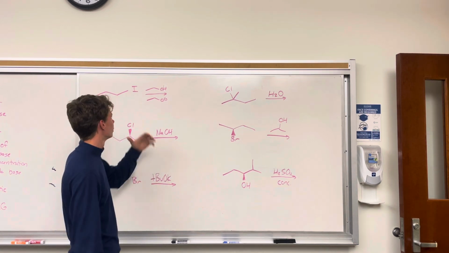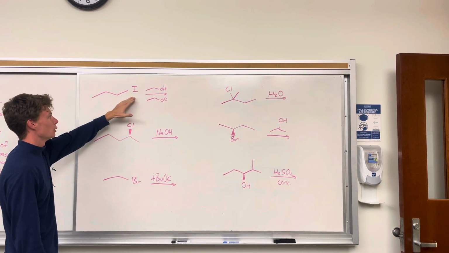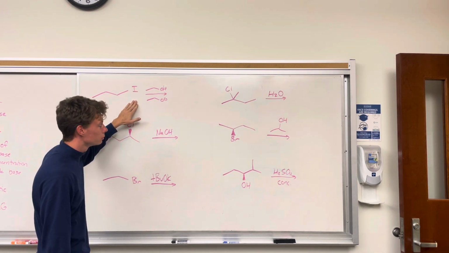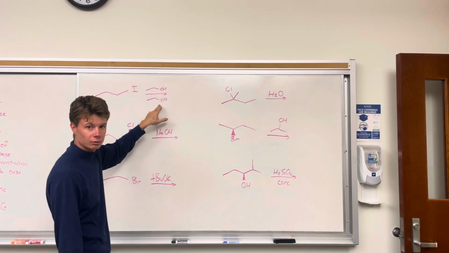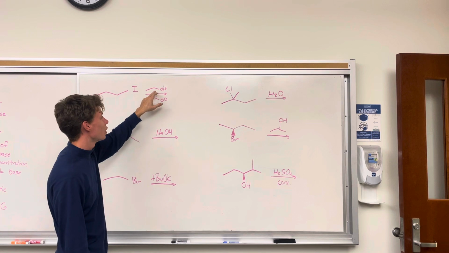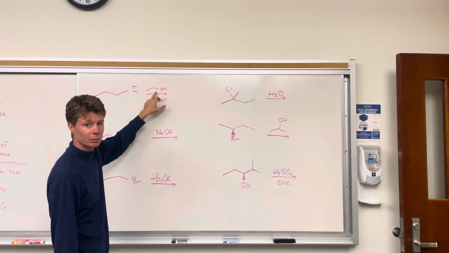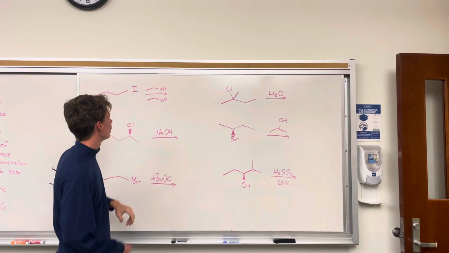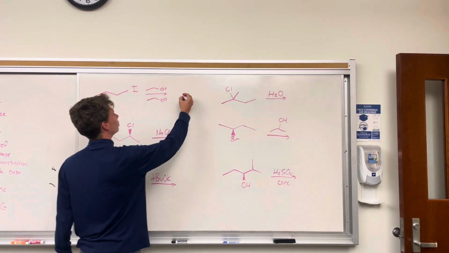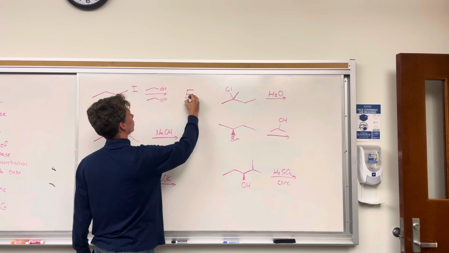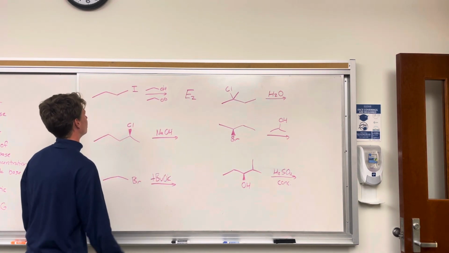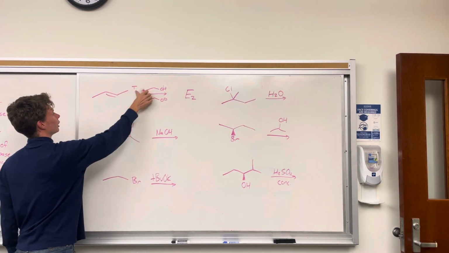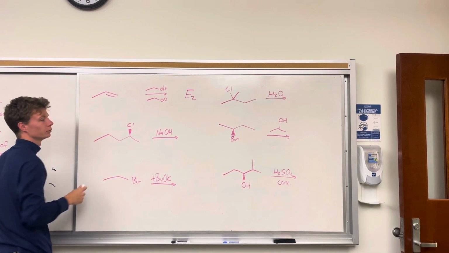All right, so I do have a good leaving group, that makes me think E2. I have a strong base, that makes me think E2. And I know that this isn't really going to interfere with it much, okay? So I can say that this is likely E2. Okay, and my final product would look something like that, okay?